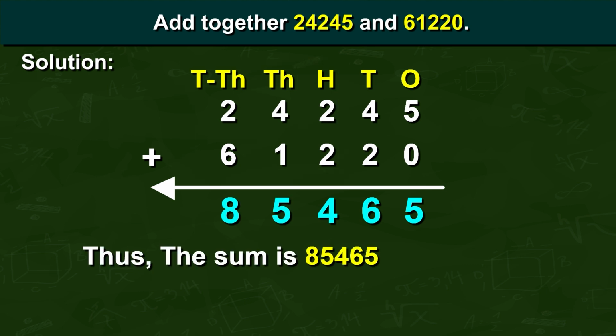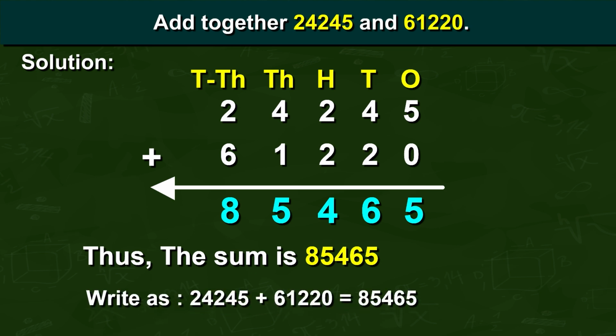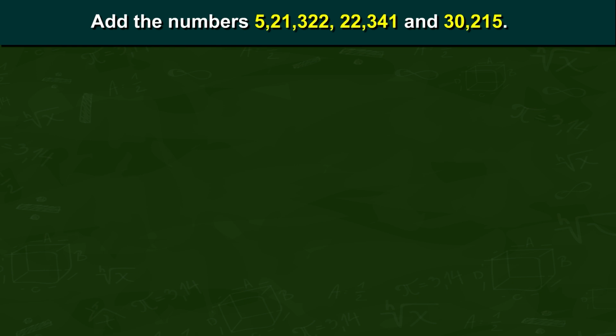Thus, the sum is 85,465. Also, we can write it as 24,245 plus 61,220 is equal to 85,465. The blackboard showing another example.